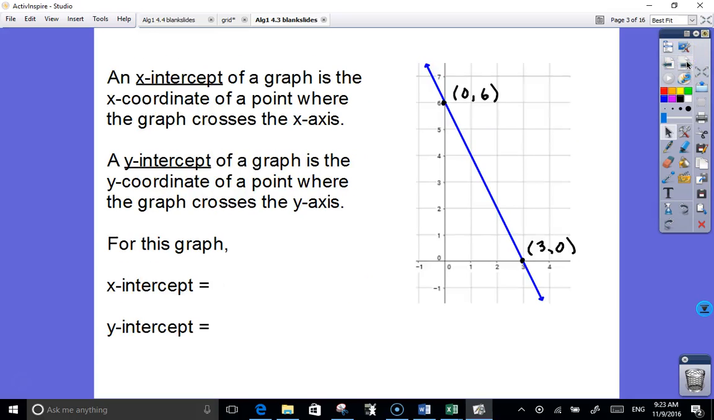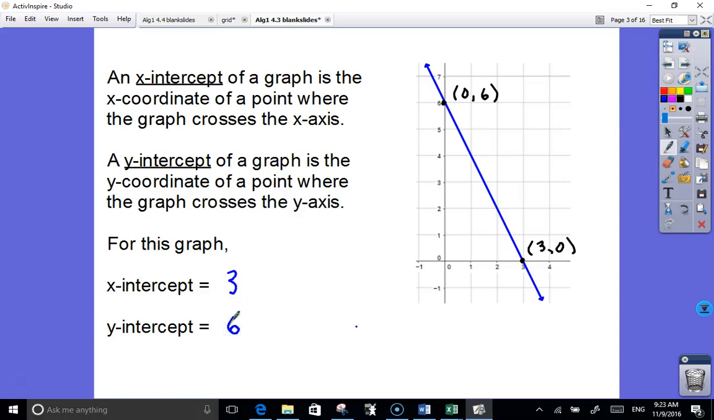The x-intercept of a graph is the x-coordinate of the point where the graph crosses the x-axis. The y-intercept is the y-coordinate of the point where the graph crosses the y-axis. So in this graph, what would you say is the x-intercept? It's just 3. What is the y-intercept? 6.